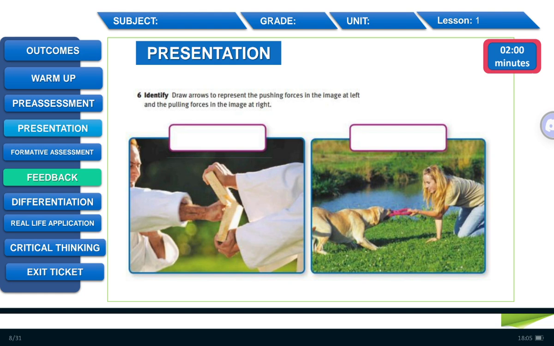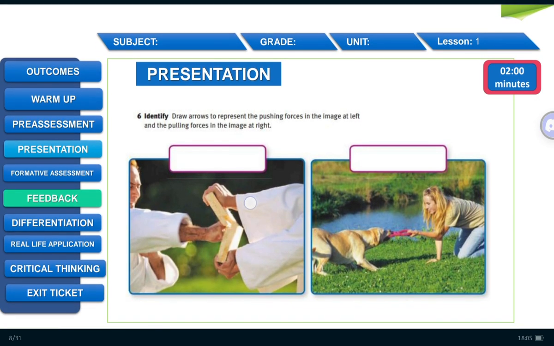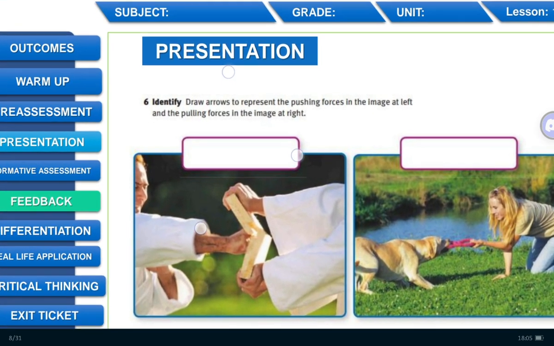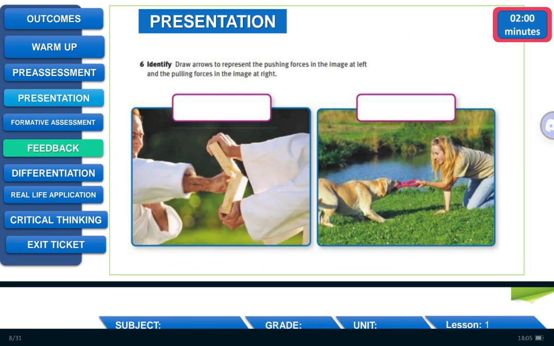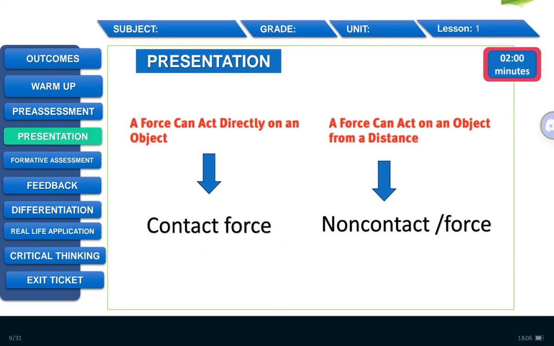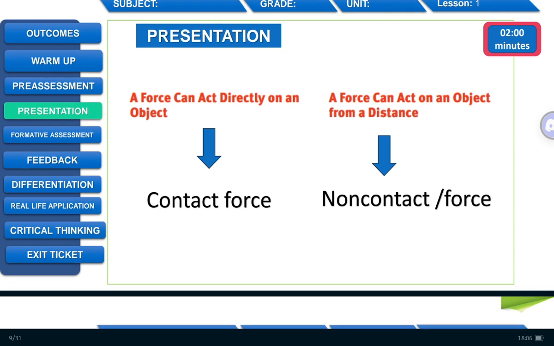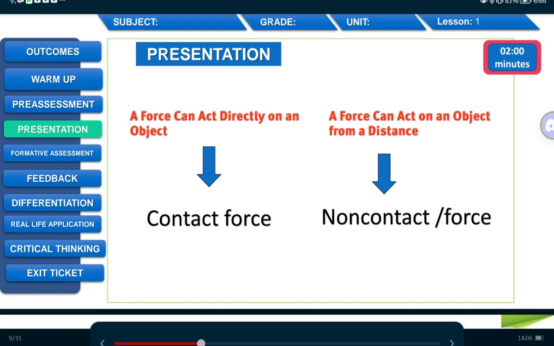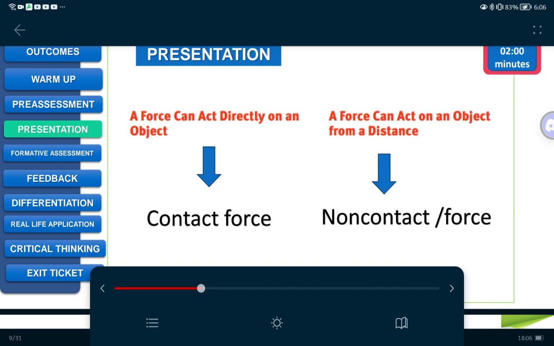What do you think? Okay, 10, 9, 8, 7, 6, 5, 4, 3, 2, 1. Alright, now if you said this was a force going to the right, then you were correct. And if you said this was on both sides, you are also correct. A force can act directly on an object. Contact force is the force that is going down, I think.